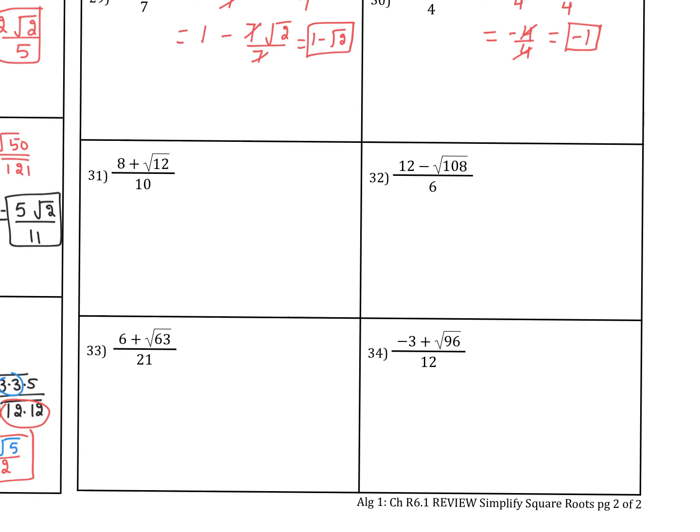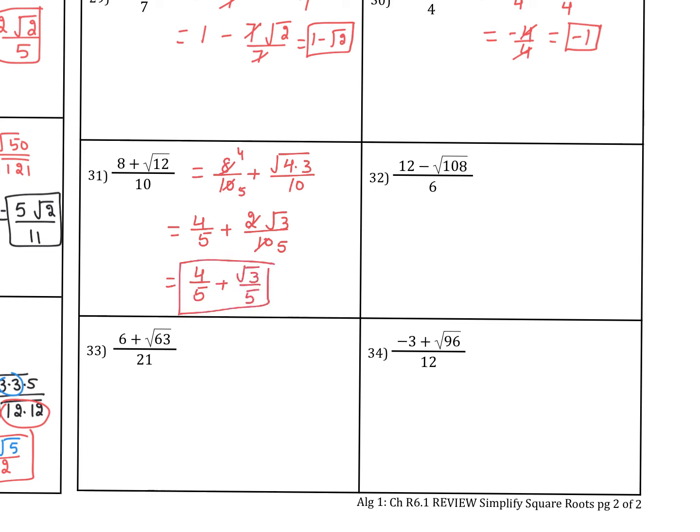For number 31, you get 8 over 10 plus square root of 12, which is 4 times 3 over 10. Reduce the 8 and 10, which is 4 over 5, plus square root of 4 is 2 outside. 2 divided by 10 is 5. So 4 over 5 plus square root 3 over 5. That's your answer.